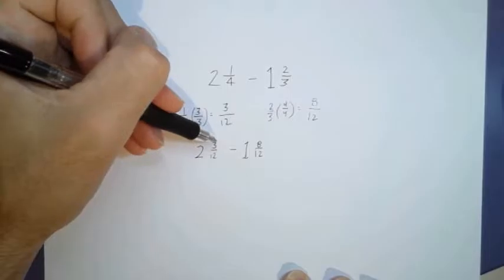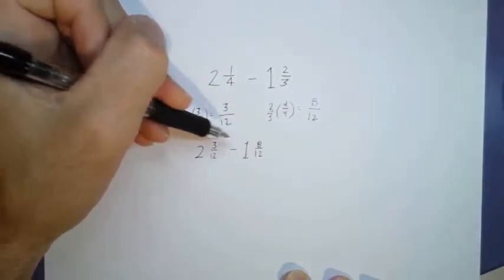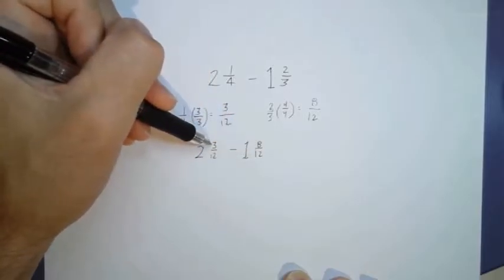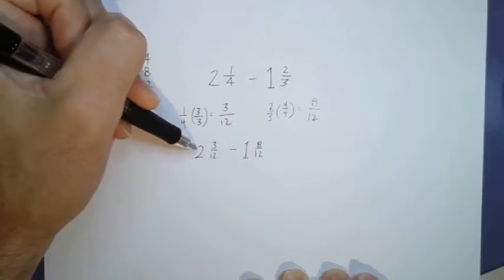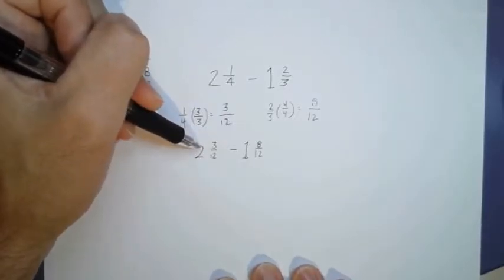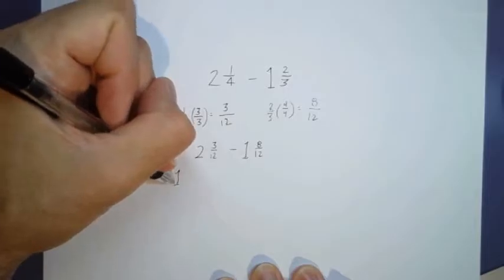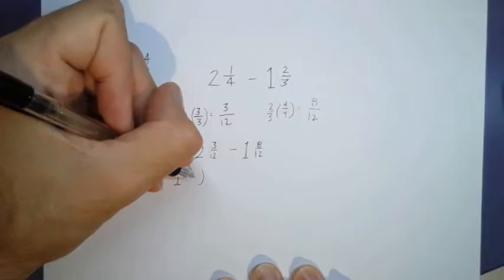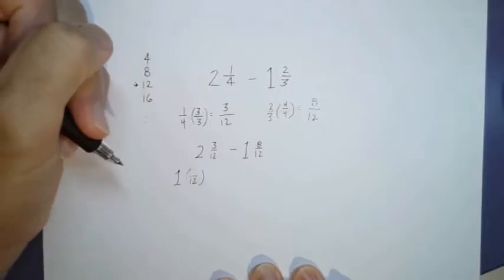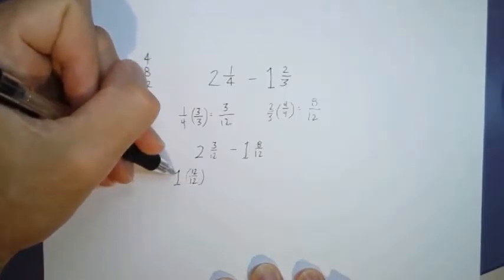So I would just keep the bottom the same and subtract the top. But now I cannot take 8 from 3. I need to borrow. So I'm going to borrow from the whole number. So instead of 2, I'll have a 1 and another 1, and I'm going to use the same idea of the form, but this time it is over 12. So 12 over 12, that's the 1 I borrowed.